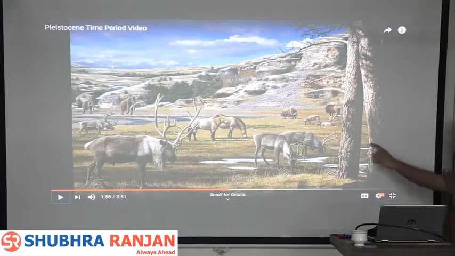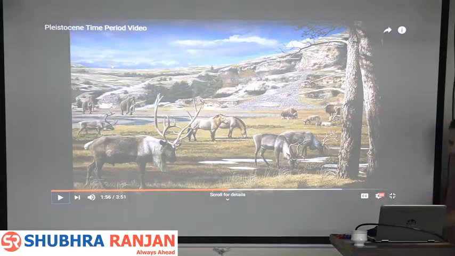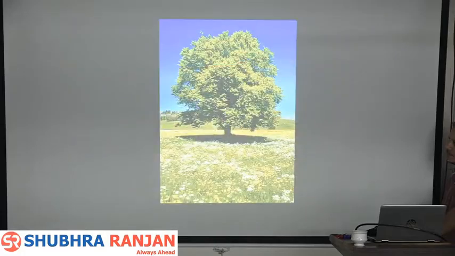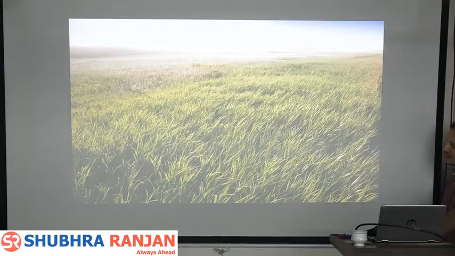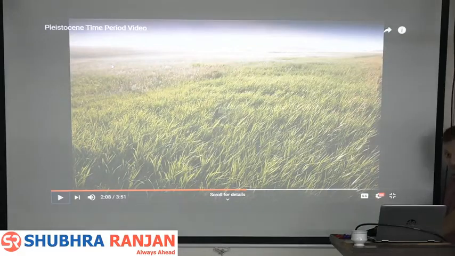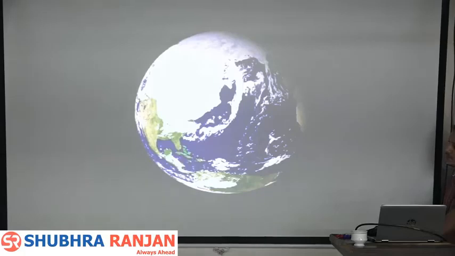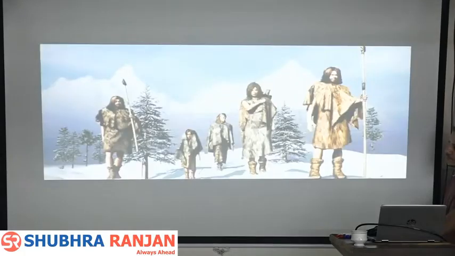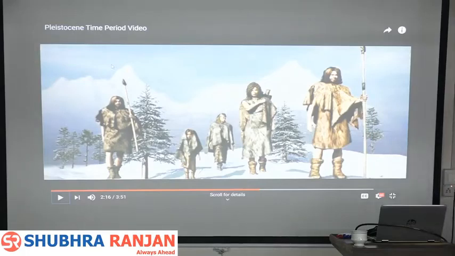Third evidence: plant fossils. Animal fossils, third plant fossils. The only thing is you should now know the names of those trees. Now see, trees cannot occur in the regions of glaciers, so there will be dominance of grasses. And in the Pleistocene period, humans originated, that is, they came on the earth.